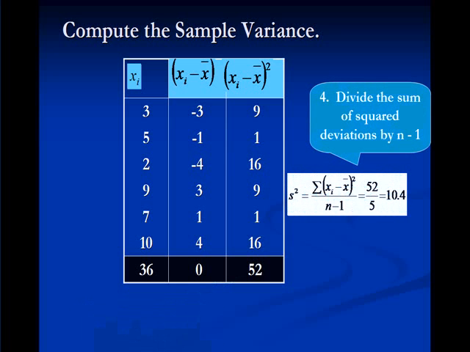Then we're going to divide that sum of squared deviations by n minus 1. So we've got 52 divided by 5 is 10.4. Let's look at the formula here. The s squared means variance. Then we get the sum of the squared deviations, again that's the 52, and then divide by the sample size minus 1.